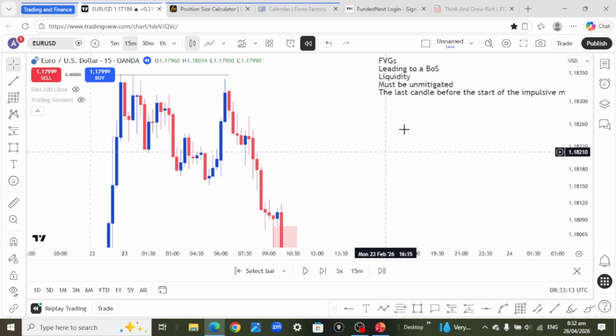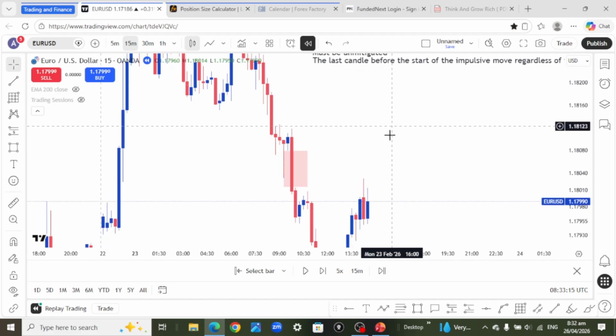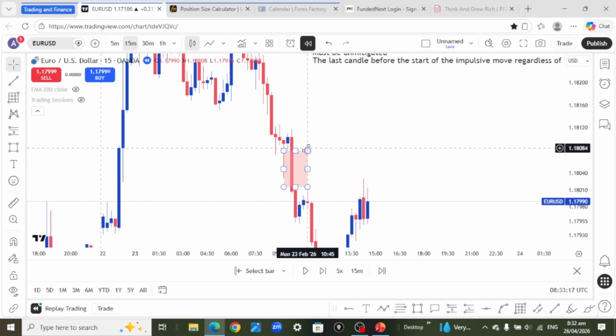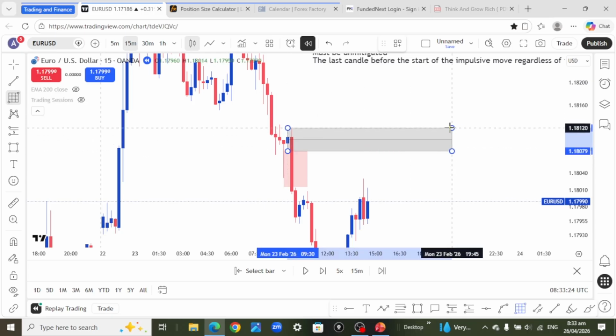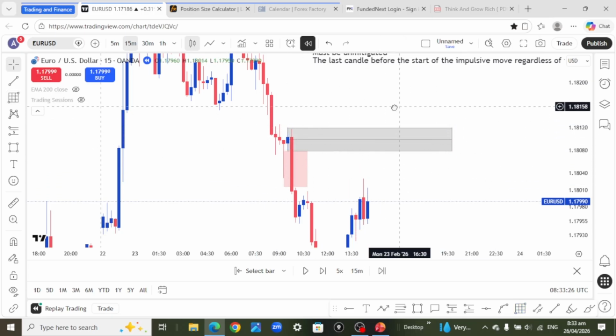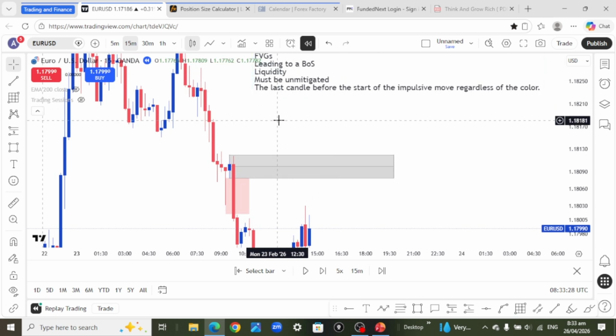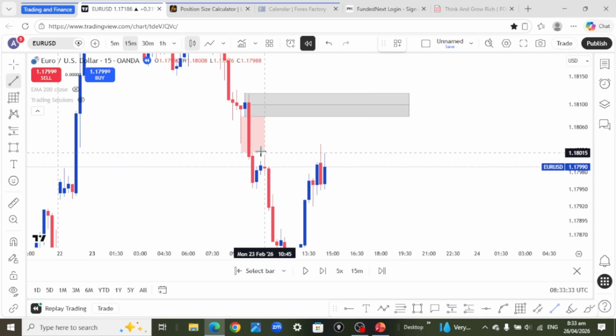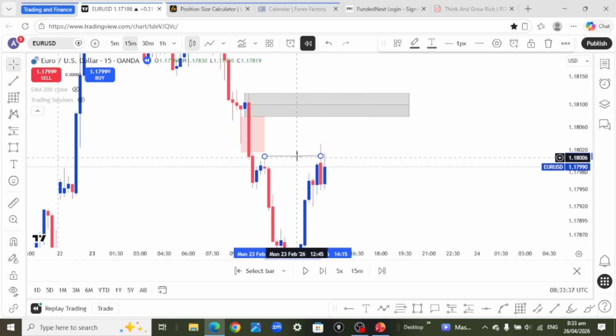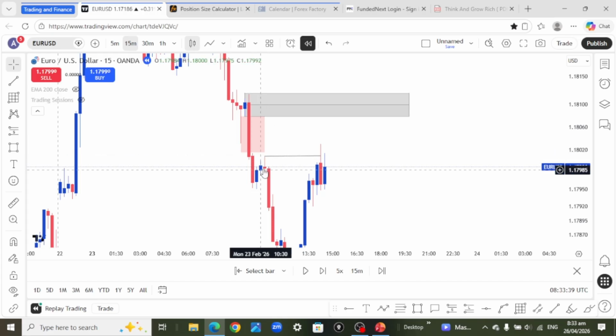That's our second condition. The third condition is that it must be unmitigated. It must not be tapped in yet. You can see that this last candle before that massive candle has not been mitigated. The market has not tapped in yet. And what again? We have liquidity. You can see that we have this swing high. We expect price to take it out. There are a lot of traders who took sell positions here and their stop losses will be here.